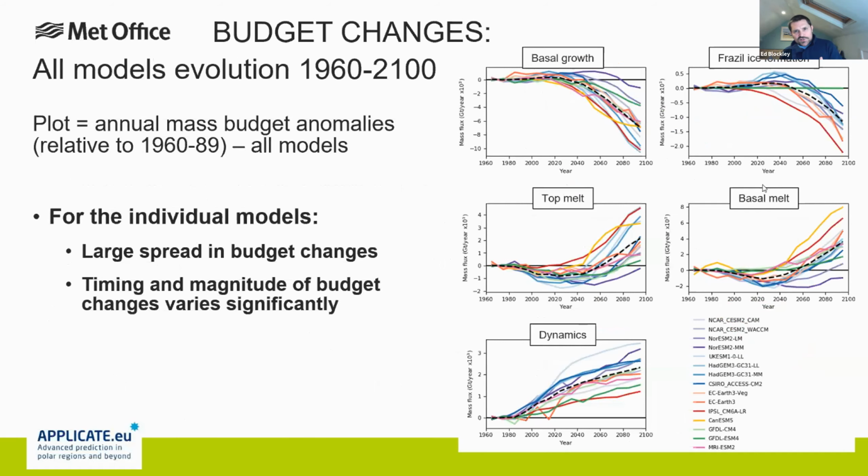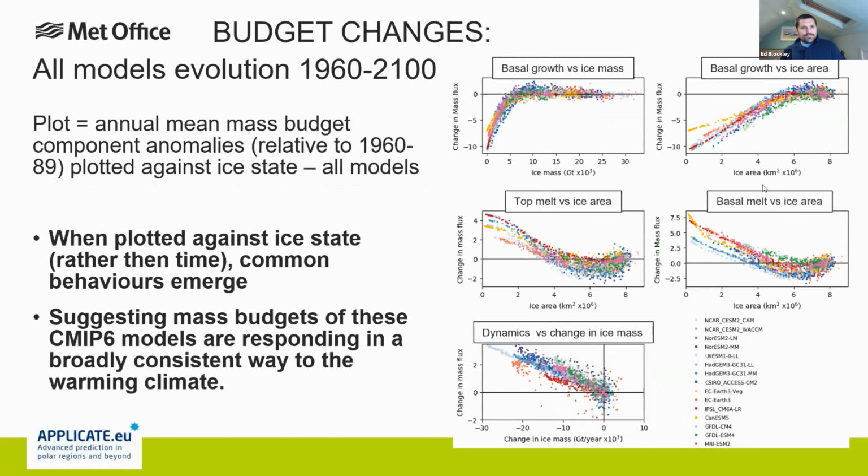But if we change this plot so that we're plotting mass budget changes in relation to the ice state itself, then all the models start to exhibit some quite common behaviors. For example, here the mass loss in relation to the actual mass of ice in the Arctic is relatively stable until we get to a point here where the ice just gives up and says, I can't live anymore. There's not enough of my kind. And so all the models actually drop off at a very similar rate.